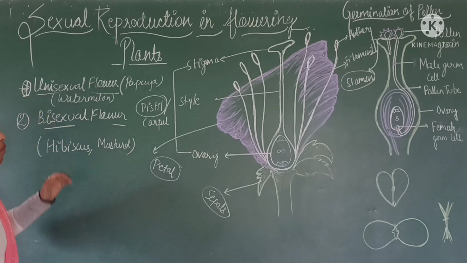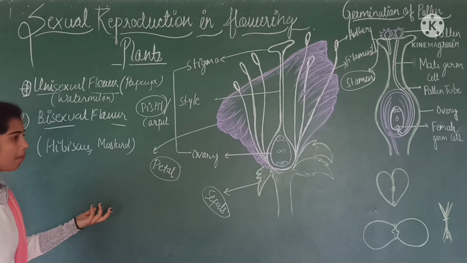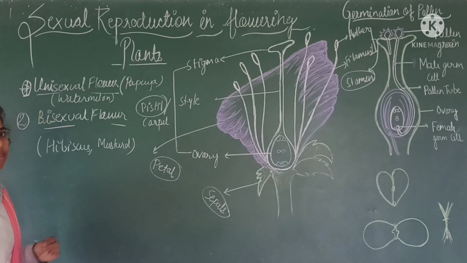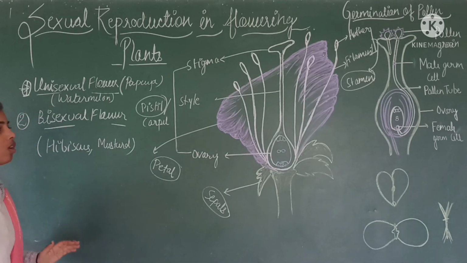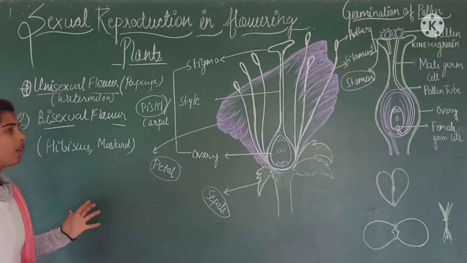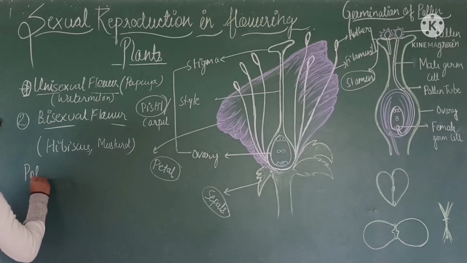and where only the male reproductive part is present in one flower and the other reproductive part is present in a different flower, that type of flower is known as unisexual flower. Now, first we know what is pollination.